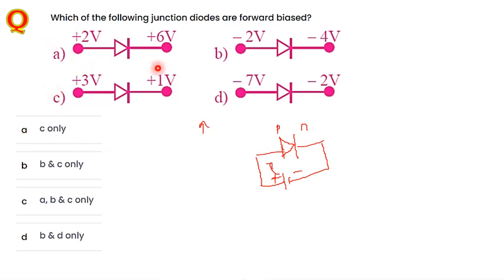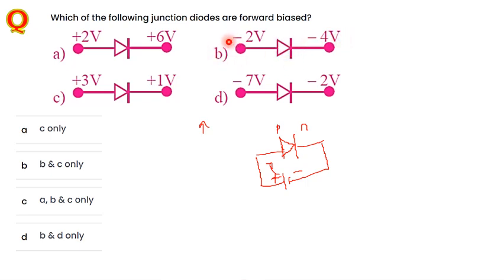Now coming to the examples here: 2 or 6, which is maximum? 6 is maximum, and it is given to the N type semiconductor, so it is called reverse bias. Coming to minus 2 and minus 4, minus 2 is maximum. So minus 2 has been given to P type semiconductor, and the lesser value, minus 4, has been given to N type.